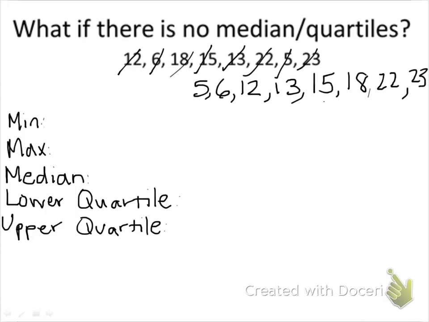All right. First step, what's our minimum? Minimum's really easy to see. Our minimum is down here, and it is 5. What's our maximum? Our maximum is also very easy to see. It's over here, and it is 23.